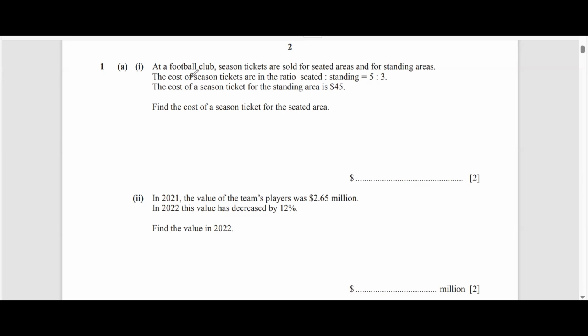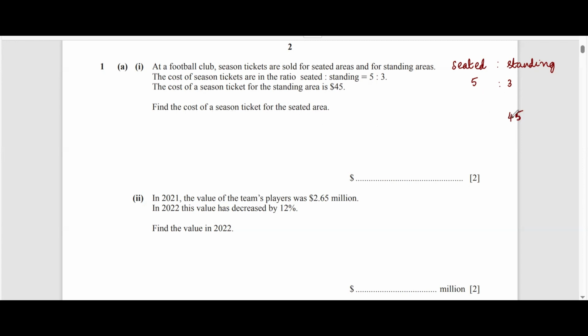Question number 1. At a football club, season tickets are sold for seated areas and for standing areas. The cost of season tickets are in the ratio seated to standing. The ratio is given as 5:3. The cost of the season ticket for the standing area is $45. We need to find out the cost of a season ticket for the seated area.